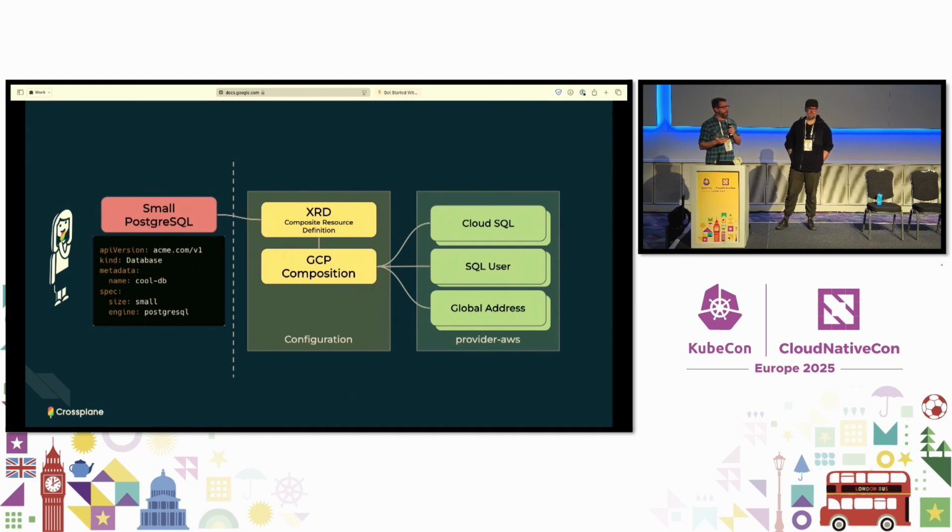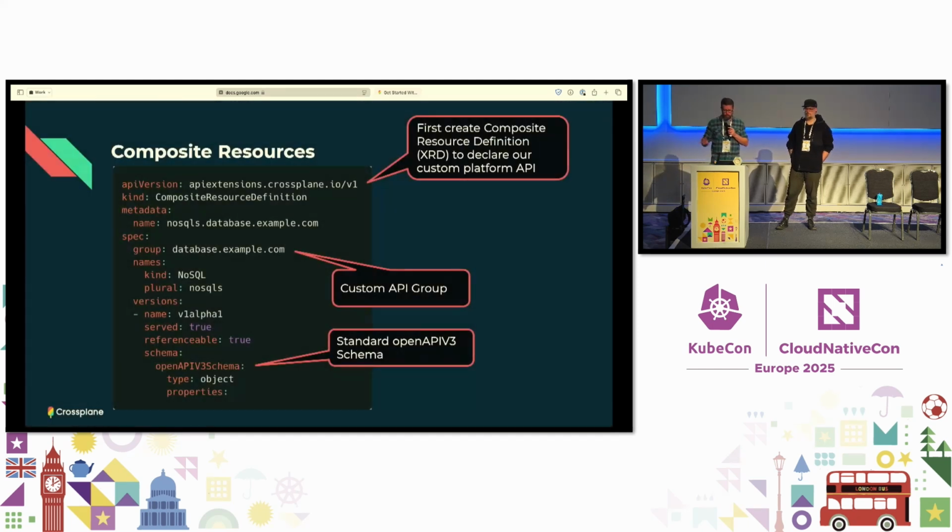So at runtime for this small Postgres, you have a GCP composition for it. Maybe you have Alibaba, maybe you have Azure, whatever. Maybe you have cheap or expensive. Maybe you have silver or gold. It doesn't matter. You could have any number of compositions that define this database abstraction. And then for the GCP case, that's going to be Cloud SQL, SQL user, global address, connection, all that sort of stuff. So that's a bit of a practical look at it.